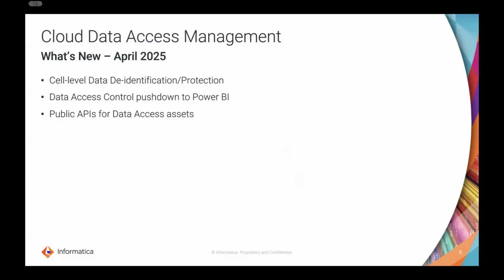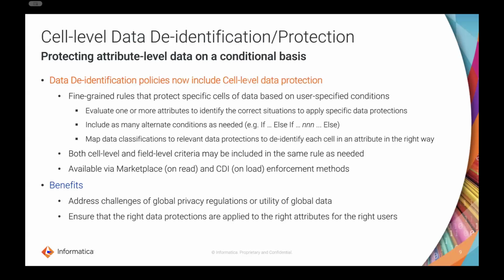As of the April release, we have several new features that are available. We'll be talking about cell-level data de-identification and protection, data access control push down to Power BI, and public APIs for data access assets. So what are cell-level data de-identification and protection?